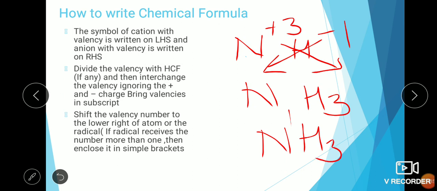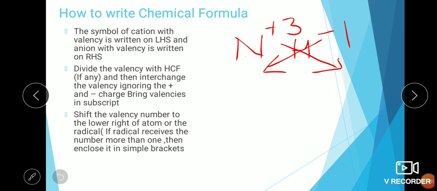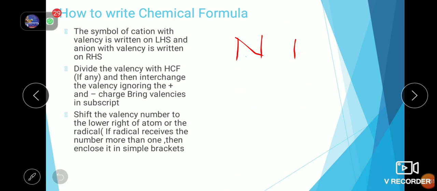Now let's see how many of us are able to calculate or derive the chemical formula from the elements given. So you can start doing with me. I will hold my voice for 30 seconds so that you can start practicing it. Now let's derive the chemical formula of sodium chloride.